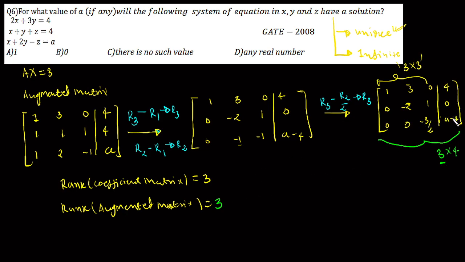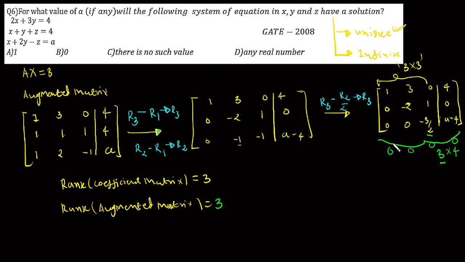So for any value of a here, this entry will be non-zero. In other words, we cannot make this last row all zeros for any value of a. We can make this entry 0 by selecting a as 4, but this other entry will remain as it is irrespective of a here. So this entry is not going to 0 for any value of a. That means the rank of the augmented matrix is 3, and it is not affected by any value of a, which is unknown.